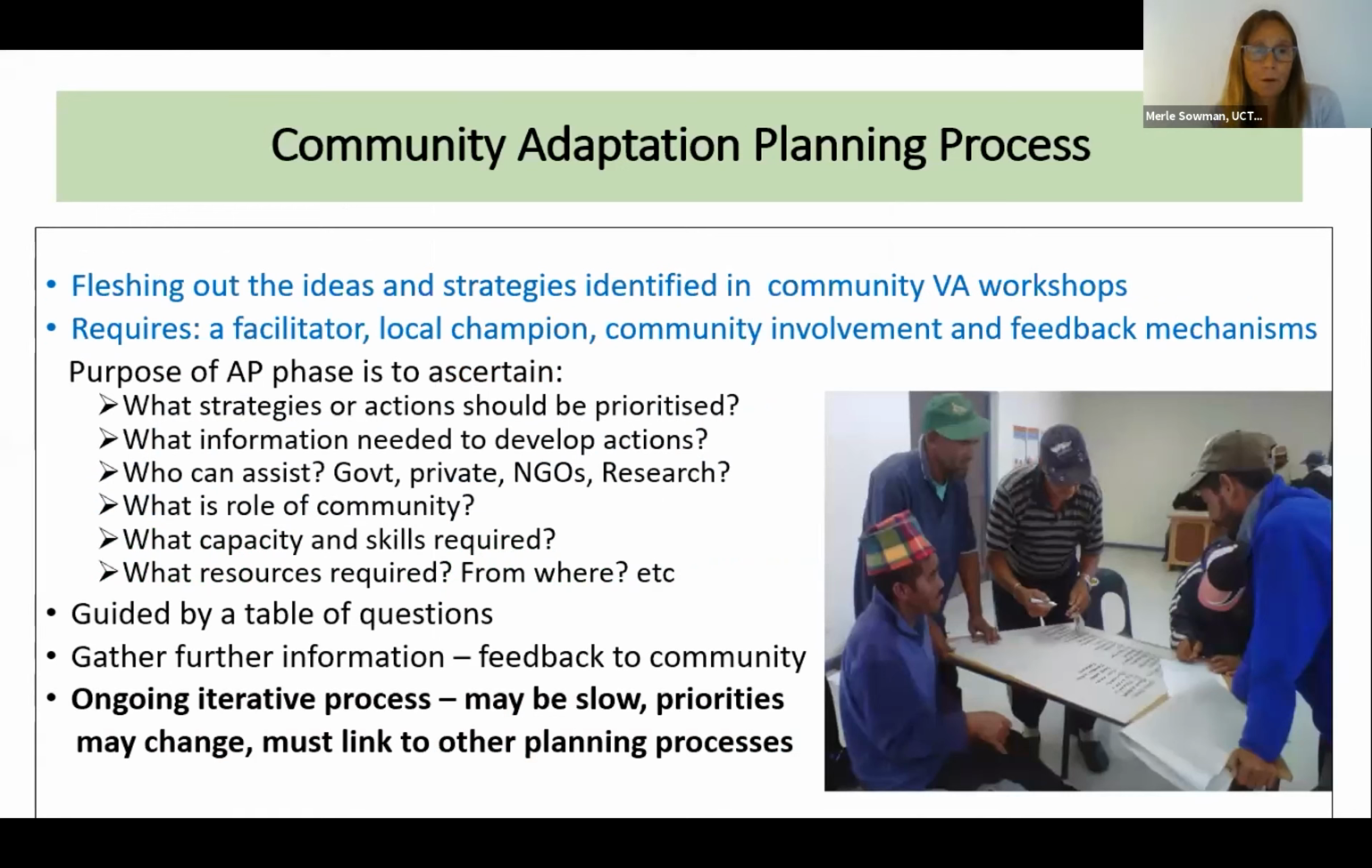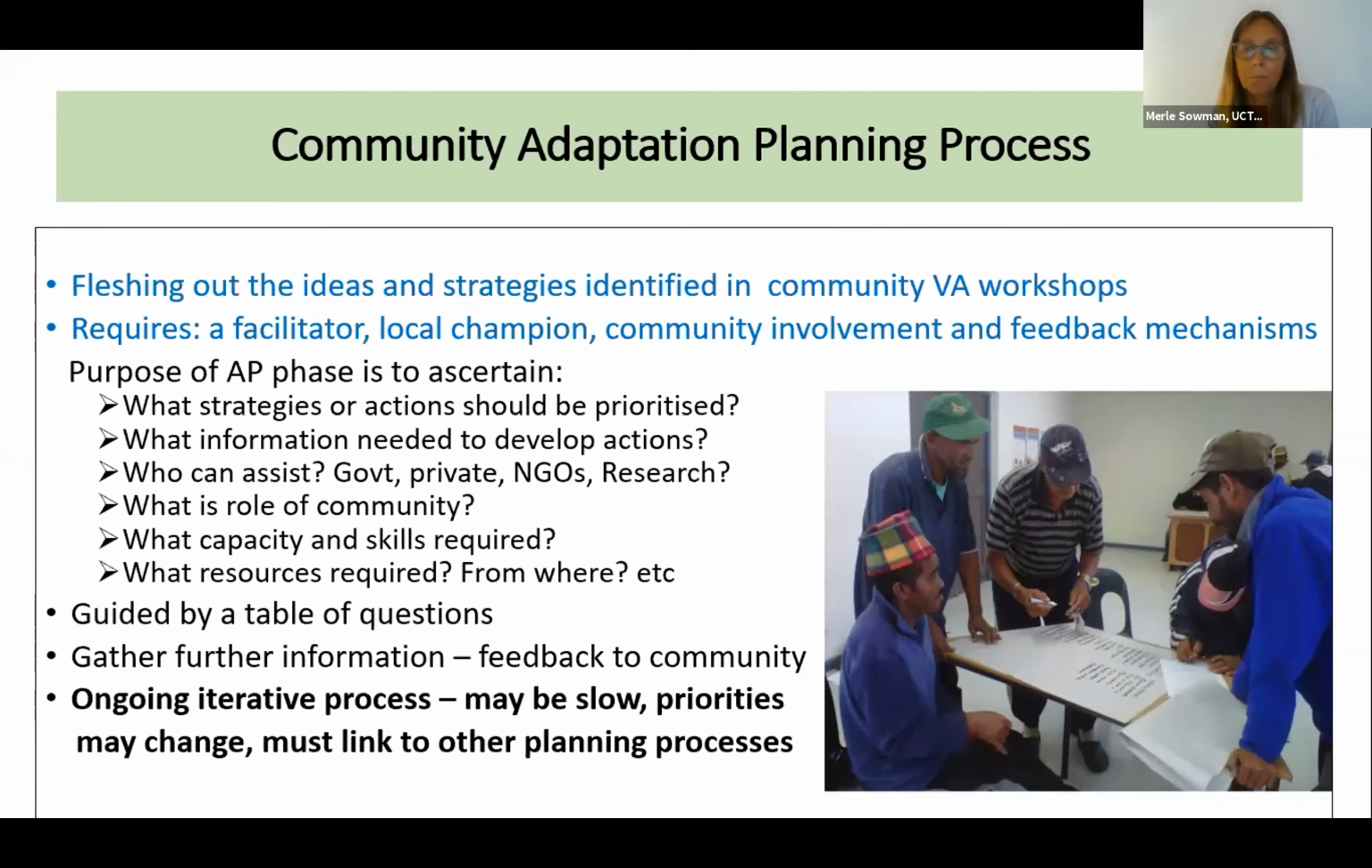Now, based on the information derived from the community-based vulnerability assessment, we can now move to fleshing out the ideas and the actions and the strategies that communities identified in these vulnerability assessment workshops to work with them to develop locally appropriate adaptation plans. What is important in this context is to identify a facilitator. Very often, what's really useful is having a local champion, and then, of course, involving the community in these workshops and meetings and ensuring that there's a good feedback mechanism, because obviously this isn't a once-off workshop, but this is an ongoing iterative process between the facilitators or the researchers, if they're the ones doing the facilitating as we were, and the community.